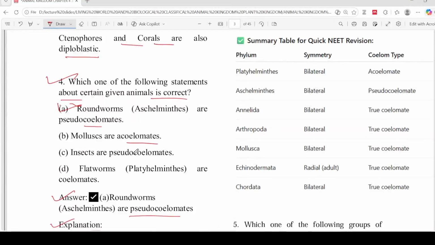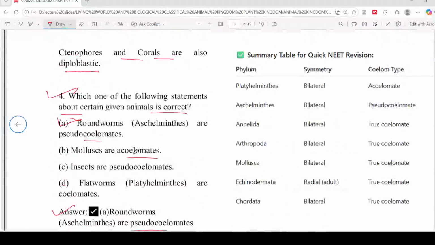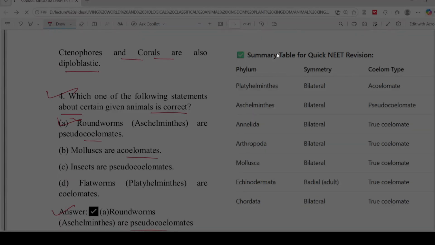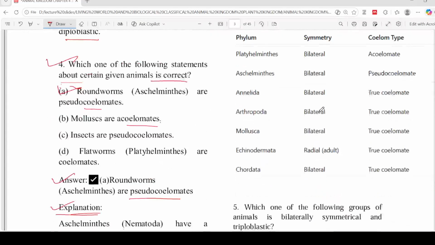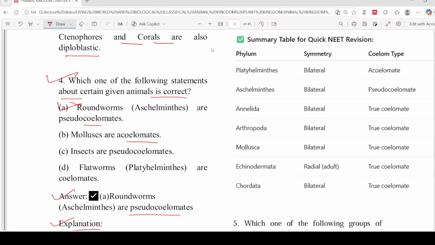For this question I have given you a very good table. It will help you to remember. Platyhelminthes have bilateral symmetry and are acoelomate animals, and aschelminthes have bilateral symmetry and are pseudocoelomates. Annelida have bilateral symmetry and are true coelomates. Arthropoda have bilateral symmetry and true coelom.